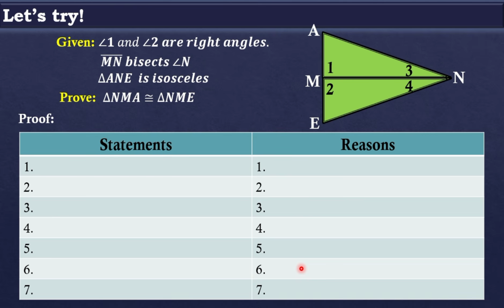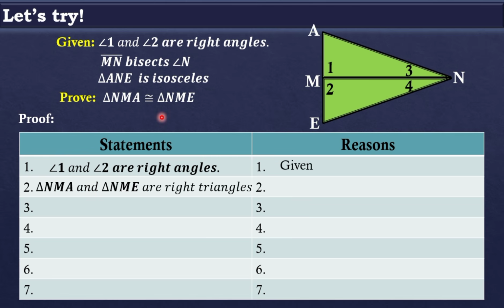So, let us start. So, meron tayo ditong 4 angles. Okay, na given. So, 1, 2, 3, and 4. So, our first statement, angle 1 and angle 2 are right angles. So, based dito, that is given. And then, we have triangle NMA and triangle NME are right triangles.